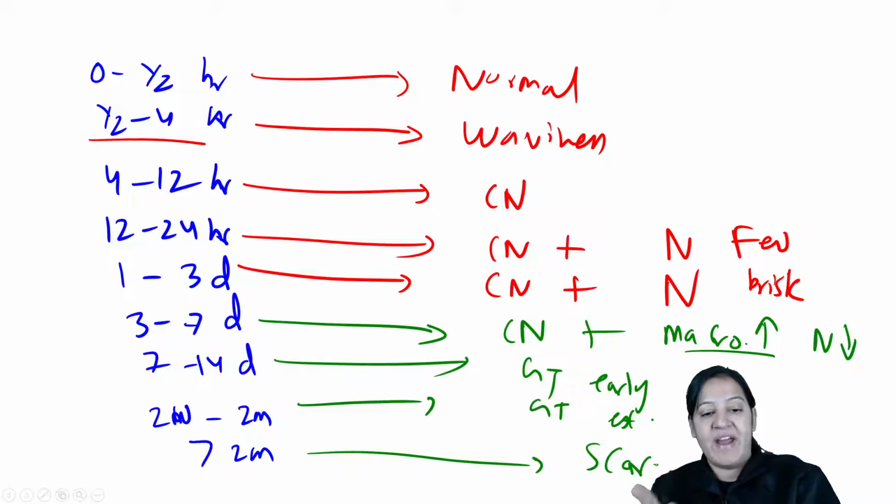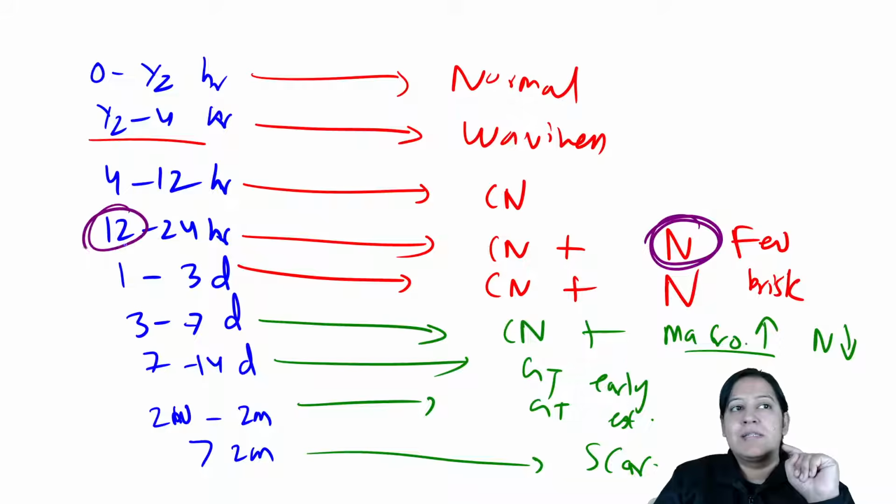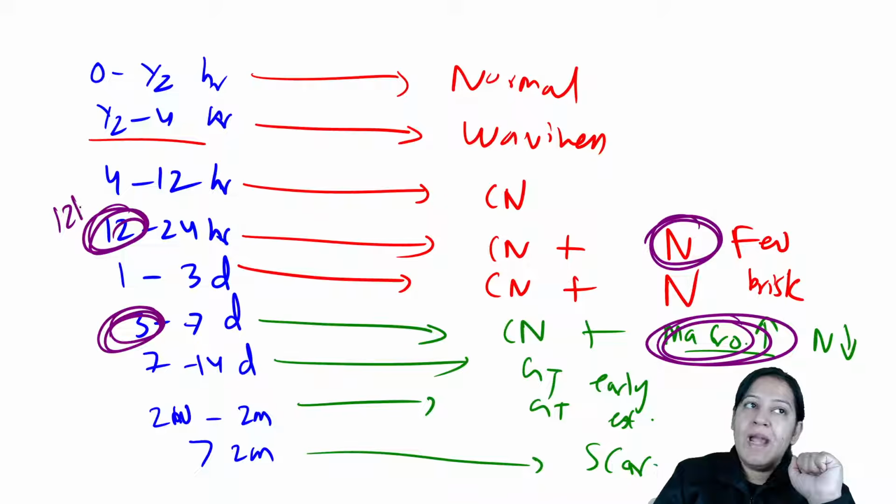One more important finding which I want to highlight is that neutrophils first appear at 12 hours and macrophages first appear at 72 hours. 3 days means 72 hours. So neutrophils come at 12 hours and macrophages at 72 hours.